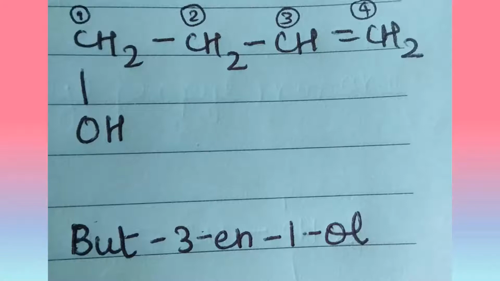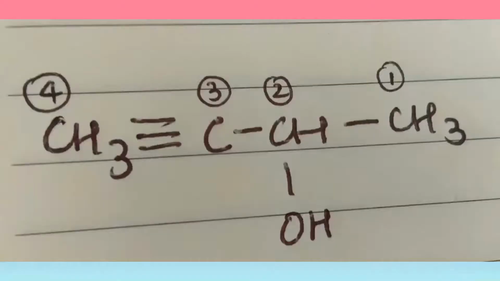So the name goes as but-3-ene-1-ol. 3-ene because the double bond is present on the third carbon, and 1-ol because the alcohol group is present on the first carbon. Now coming to our second example, here we can see that there are 4 carbon atoms present in the main parent chain, and there is a triple bond and an alcohol group.